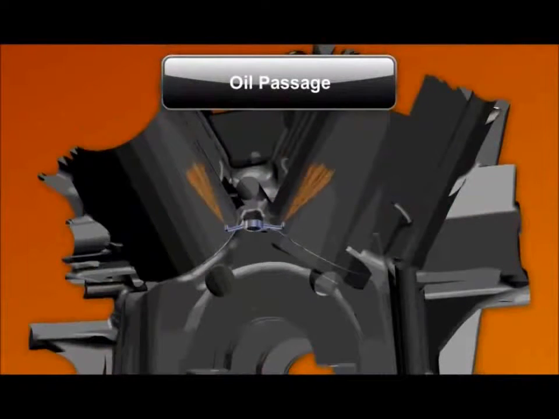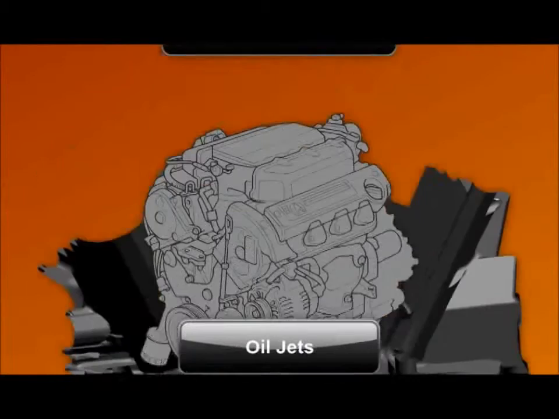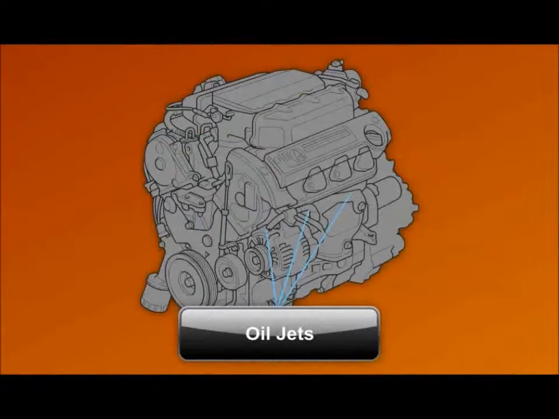A few oil passages end with oil jets, located on the block underneath the pistons. These oil jets spray oil into the cylinder to lubricate the cylinder walls and cool the piston bottom.